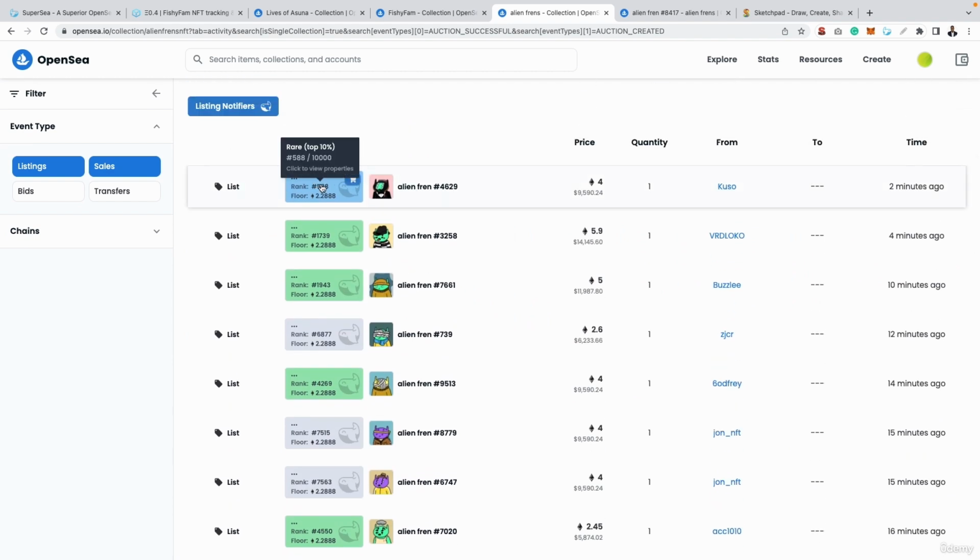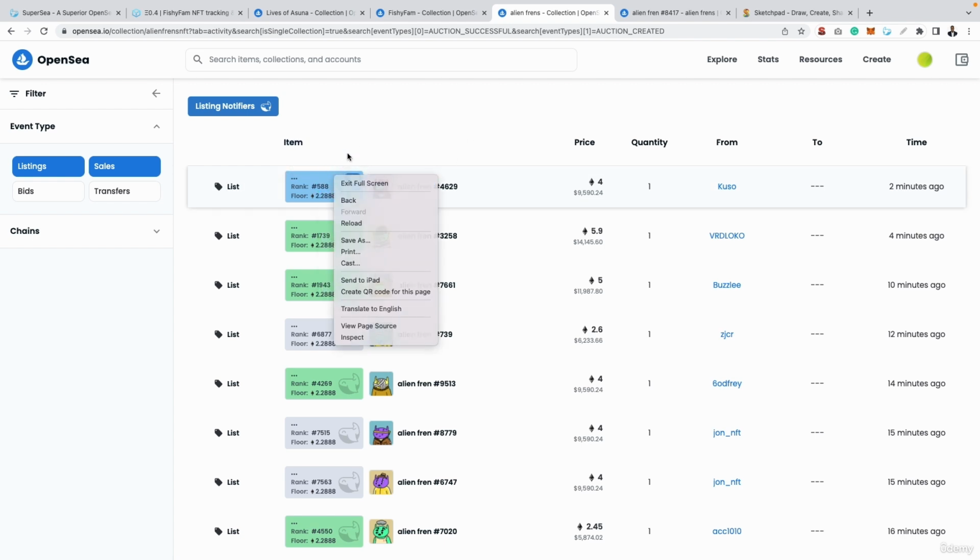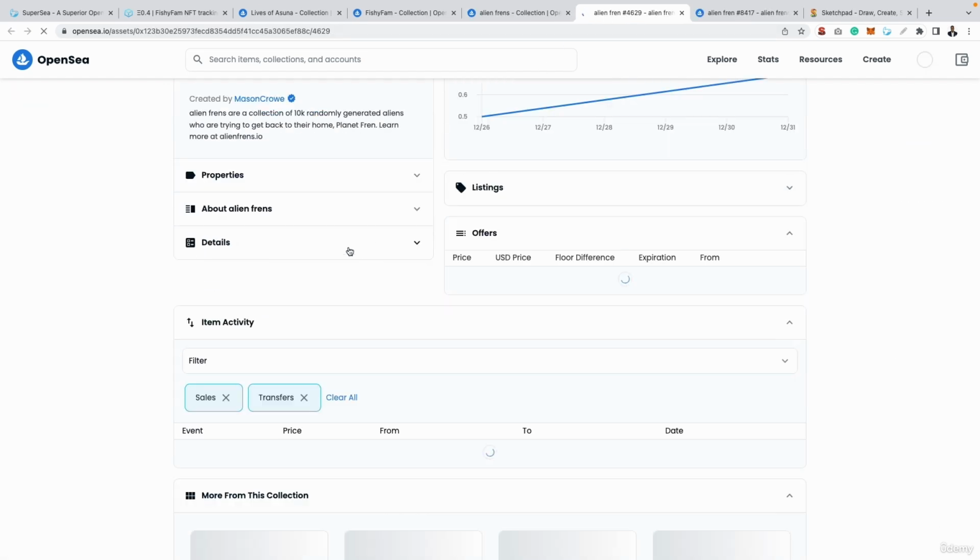So this one is pretty rare, right? And if you hover over it, it says rare, top percent, number 588 out of 10,000. You can click it and then learn about why it's rare. So let's go ahead and do that just out of interest. Why is this one so rare?